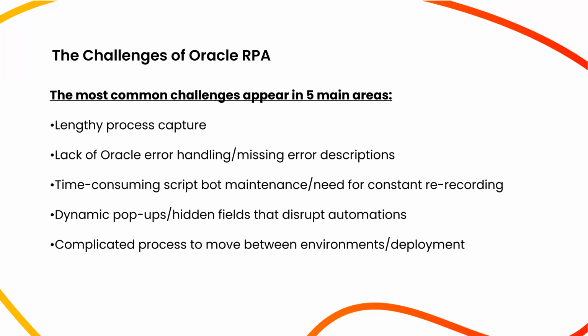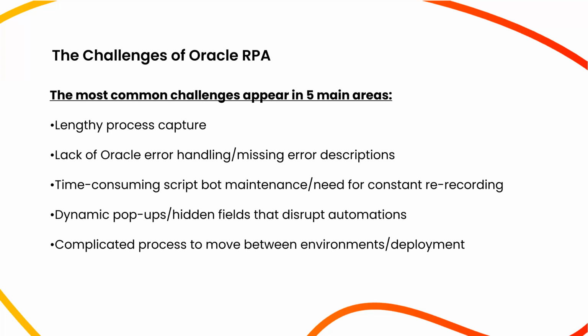And that leads to time-consuming maintenance, right? You have to keep re-recording the bot, because if you get an unhandled pop-up or an unhandled screen, you have to record the bot from scratch in order to incorporate that new screen. And you have to do it from start to finish. There's no way of recording only partial parts of the flow. So with these types of RPA tools, a lot of times they don't handle the dynamic pop-ups and the hidden fields that tend to disrupt the automation.